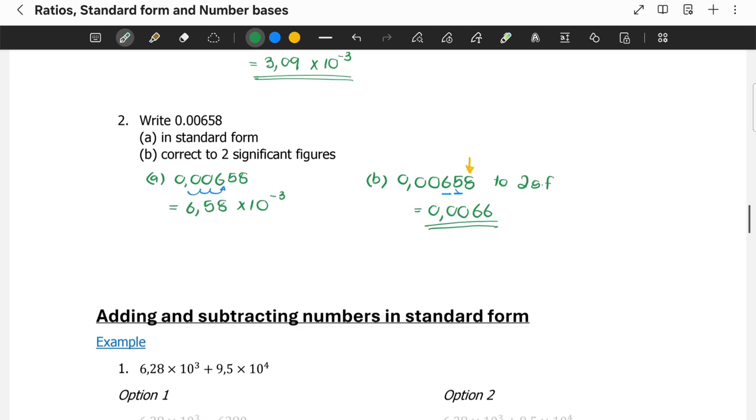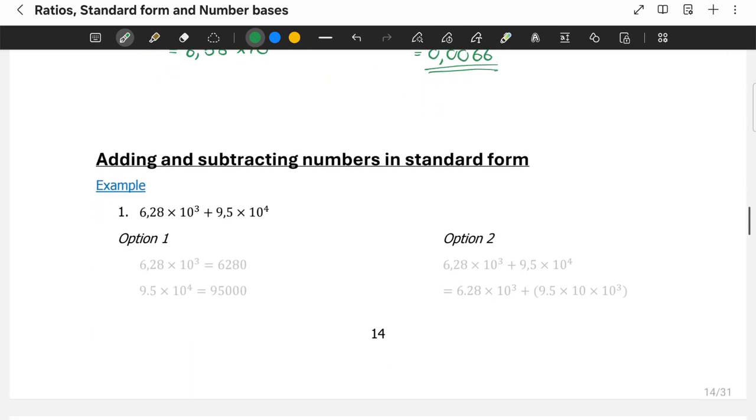So that's how we put the same number in standard form and in significant figures, and you can actually get different solutions. So adding and subtracting numbers in standard form, there are 2 ways to do it: either you convert to normal form first, then add them, or you leave them in standard form but to the same base. Let's look at the example that we have: 6.28 times 10 to the power 3 plus 9.5 times 10 to the power 4. When you look at it, we have the power 3 there and power 4 there, and you can't add things that are not of the same power. So let's look at option 1.